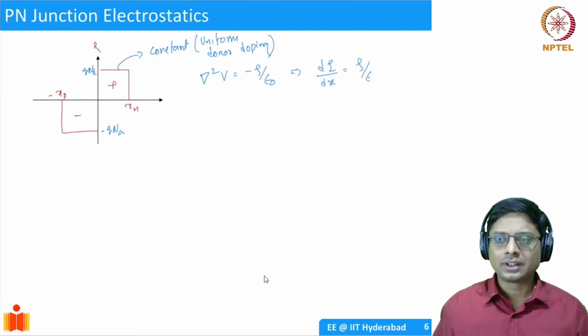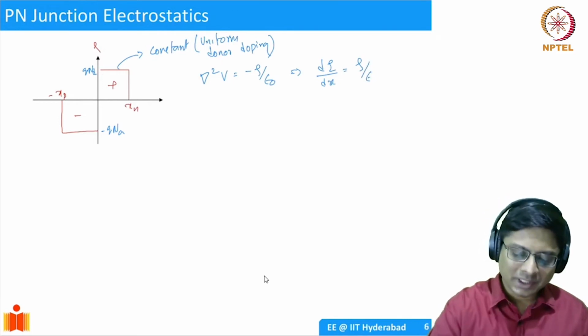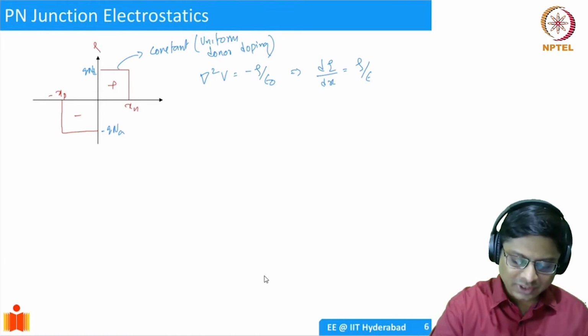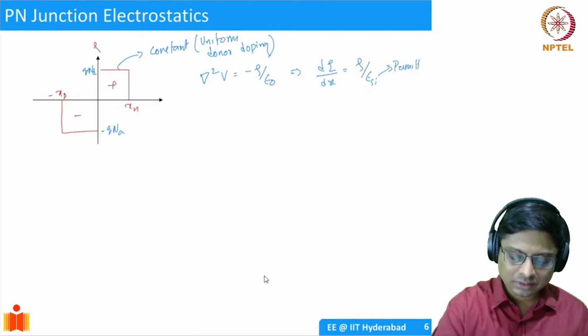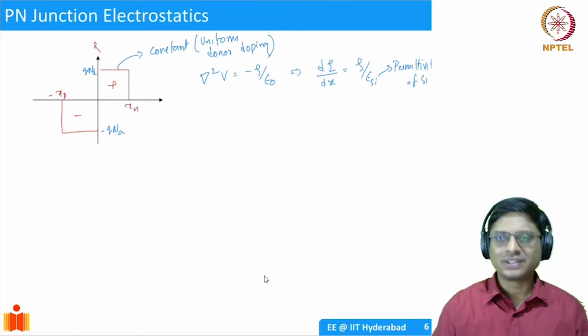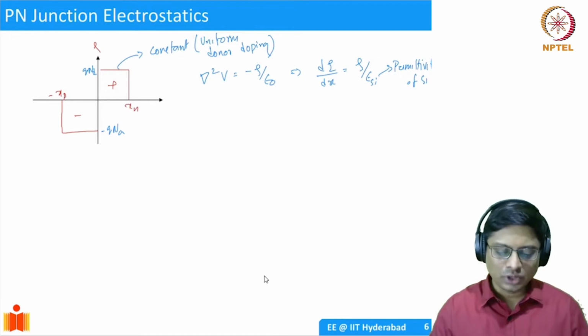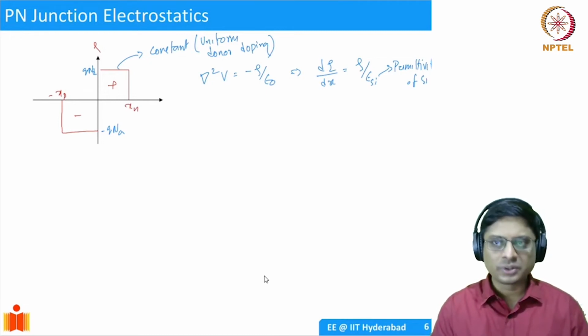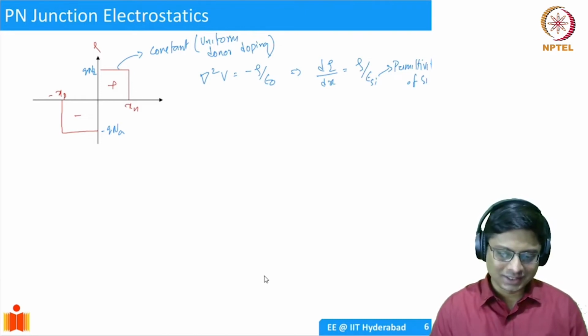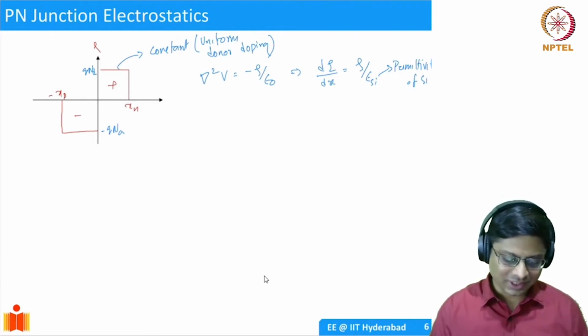And this epsilon is the permittivity of the material where we are solving it. In this case, we will solve it in silicon, so this is the permittivity of silicon. If you solve it in gallium arsenide, that's going to change slightly. All right. So we have Gauss law. How do we solve it? Well, to solve this, we can try.